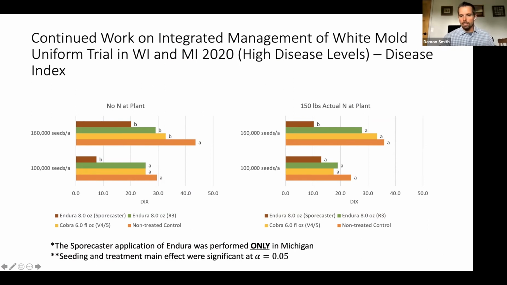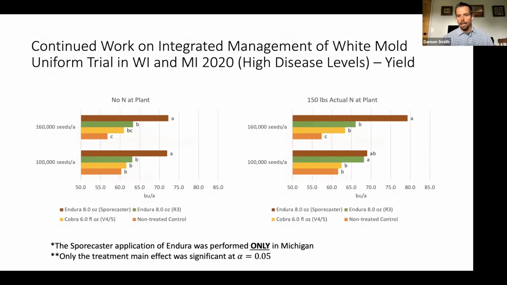You can see that we get some nice reductions where we keep those planting populations down in that 120,000 range compared to 160,000. And if we layer a really good fungicide like Endura on top of that, we can really optimize the reductions of white mold. And you can see the corresponding yields as well, where we get that just right.